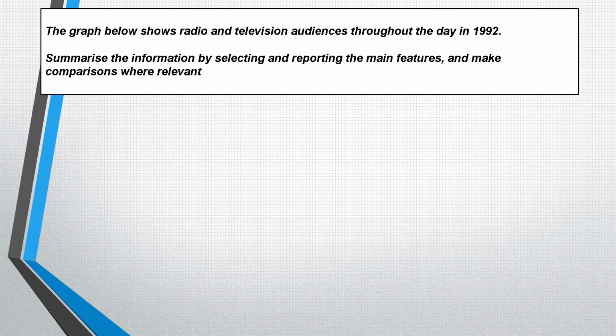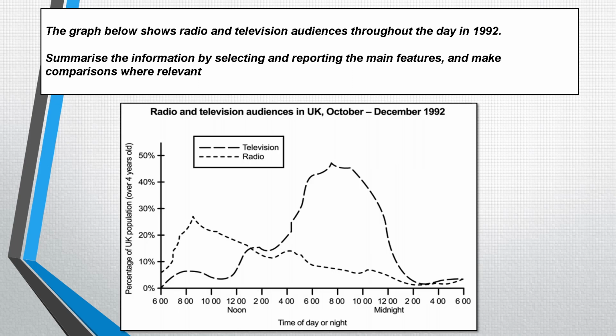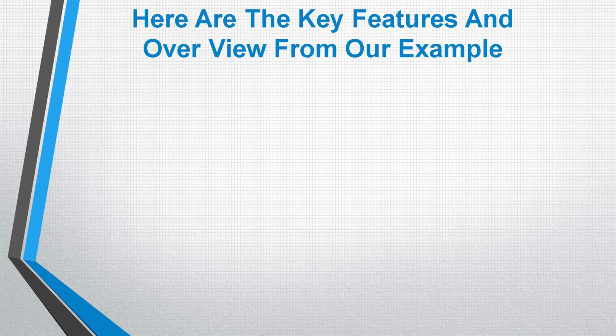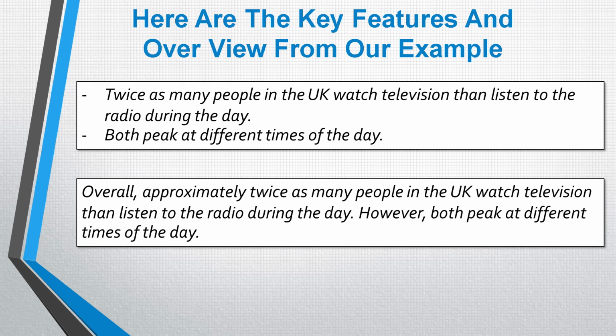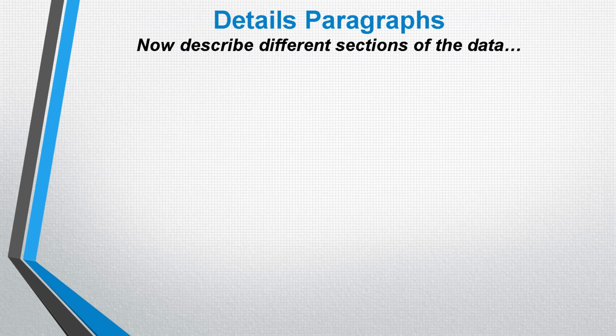Once again, we're going to be using this question to look at how to write our details paragraphs. So here's a quick reminder of what the graph looks like. And if you remember, this is what our bullet points looked like and the overview paragraph that we've already written. Now we can move on to the details paragraph. Now here is our first details paragraph.